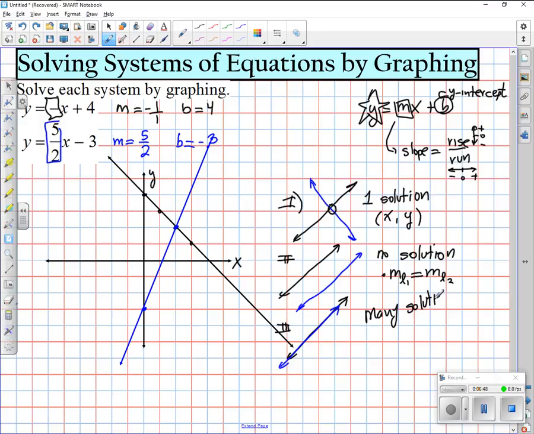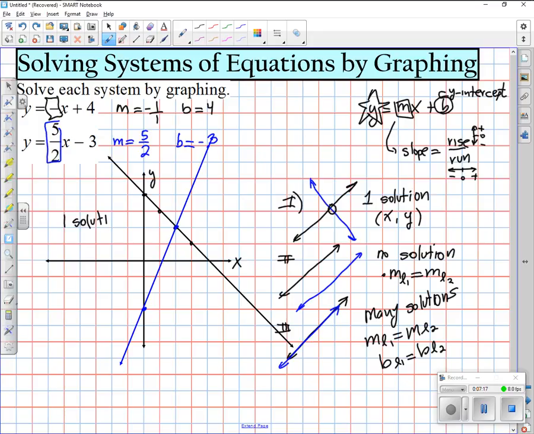Now, to make things easier for you: the slope of line 1 is equal to the slope of line number 2, and the y-intercept of line number 1 is equal to the y-intercept of line number 2. Everything's exactly the same. So if you look at my drawing, it looks like case number 1. My answer is one solution.